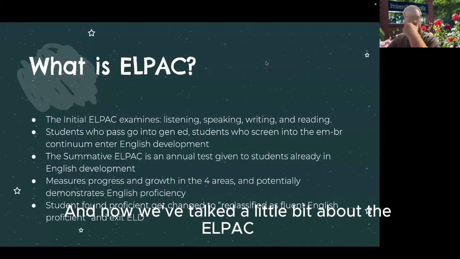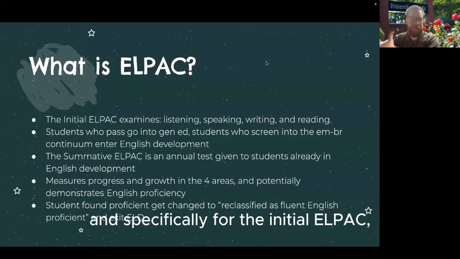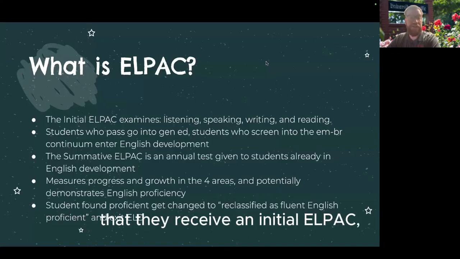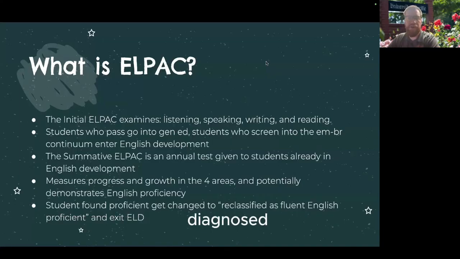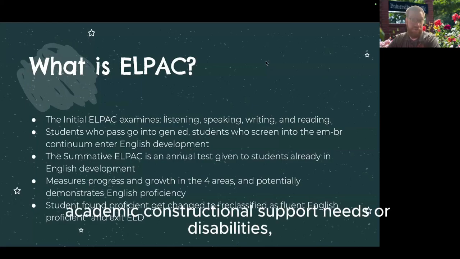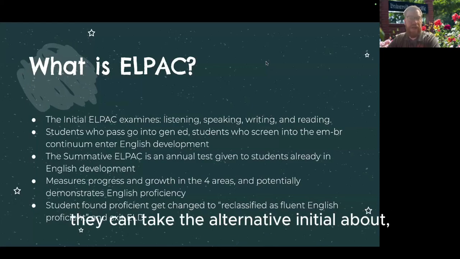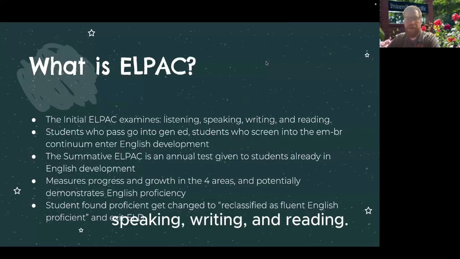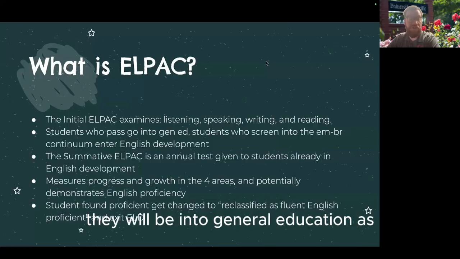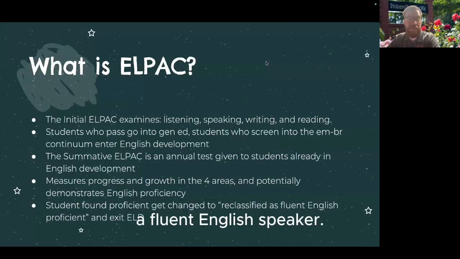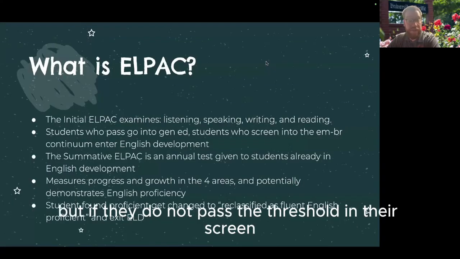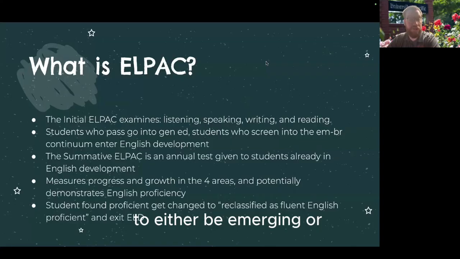And now we've talked a little bit about the LPAC. Specifically for the initial LPAC, we know that when students are flagged as potential English language learners, they receive an initial LPAC, and if they have diagnosed academic instructional support needs or disabilities, they can take the alternative initial LPAC, but it assesses students' capabilities of listening, speaking, writing, and reading. If students pass this, they will go into general education as a fluent English speaker. They will not need to receive English language development. But if they do not pass the threshold, then they're screened to be either emerging or bridging, depending on where they fall on that continuum.